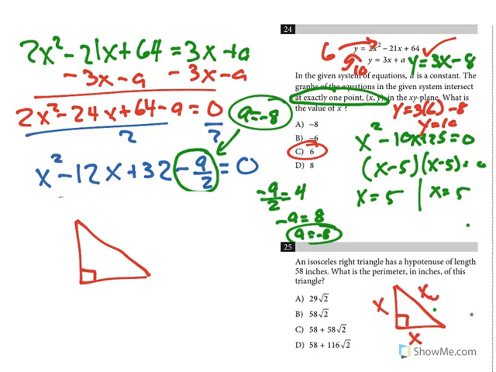And this is one, honestly, the 30, 60, 90 and the isosceles right, you really should have these memorized by now. X, X, and X radical 2. Now, what are they doing? The hypotenuse is 58. All right, so what's the leg? Well, it's 58 divided by radical 2.